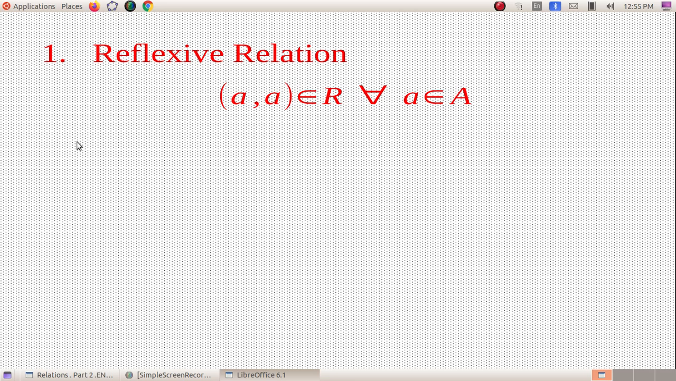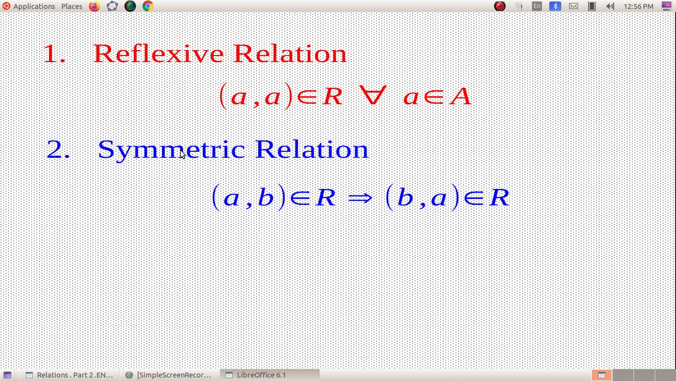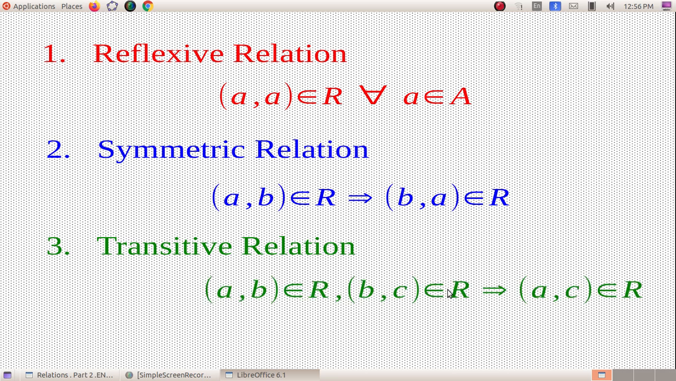Second type is symmetric relation. What is a symmetric relation? For every (a, b) belongs to R, (b, a) also belongs to R. That is called symmetric relation. Third type of relation is transitive relation. For a relation to be transitive, the condition is that if (a, b) and (b, c) are in R, then (a, c) must belong to R. Hope all of you learn these concepts well.